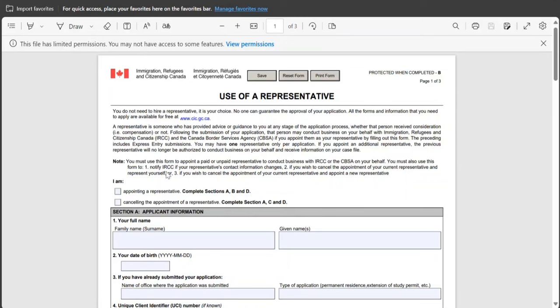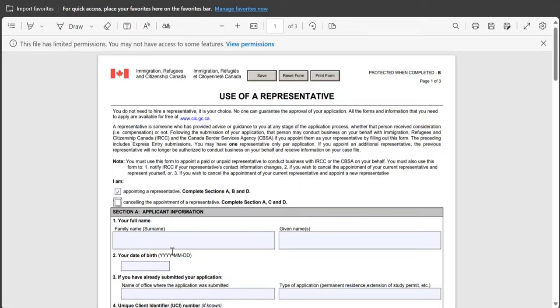So let's say you're appointing someone. What you will do is put appoint. Okay. Now it tells you sections A, B, and D. So sections A and D are applicable in both scenarios, both appointing and canceling someone. Then for canceling it could be A, C, and D. That's how it goes. All right.